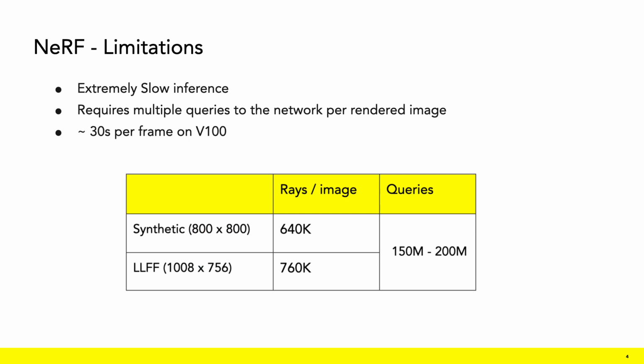Although NeRF is such powerful work, the limitations are also obvious. Because of ray marching on very densely sampled points and the volumetric rendering, it needs 150 million to 200 million network queries to render one image, which takes about 30 seconds on one V100 GPU.